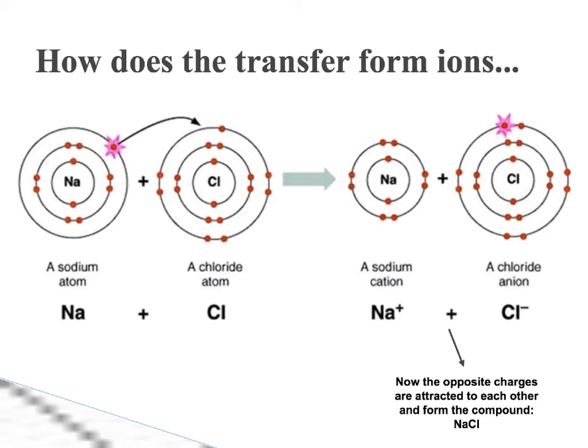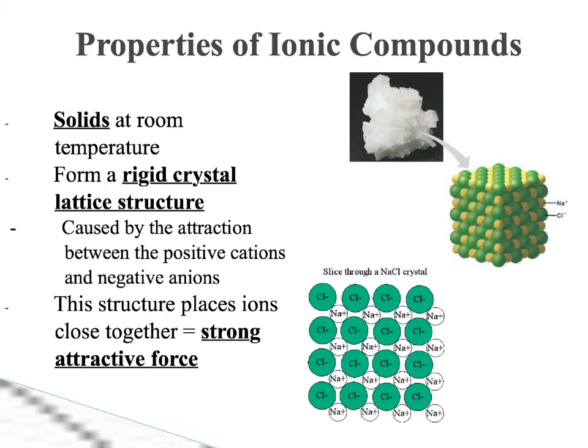I already talked about this, pretty much the same picture. We transfer that electron over from one substance to another. The cation loses the electron to the anion. That means that they now are charged. So the cation is now positive, the anion is negative. That's where the attraction comes from for that compound to form.